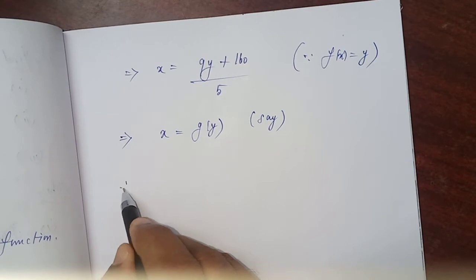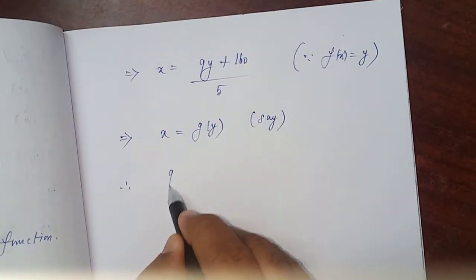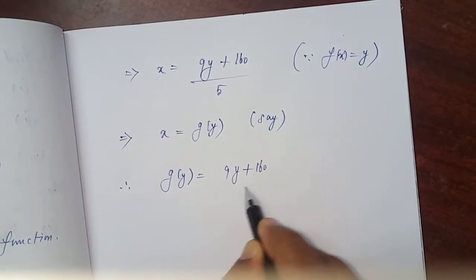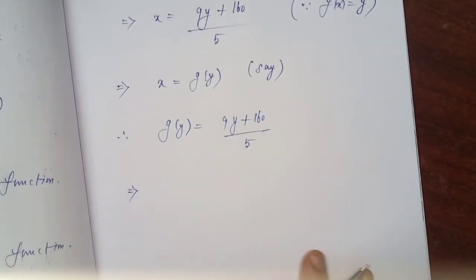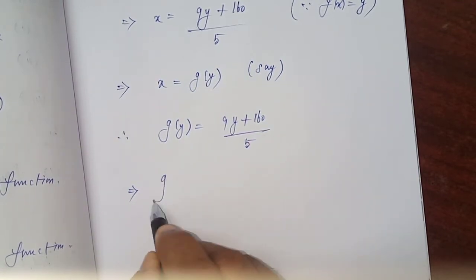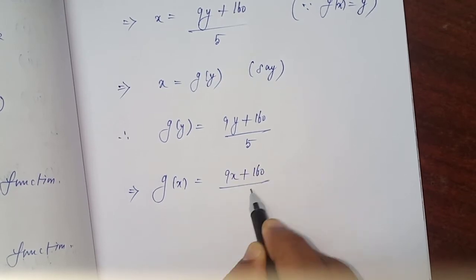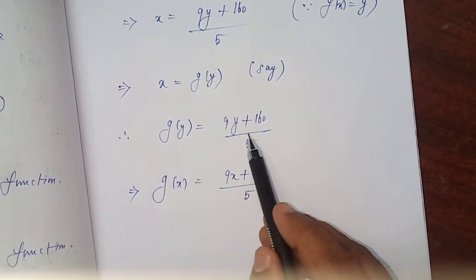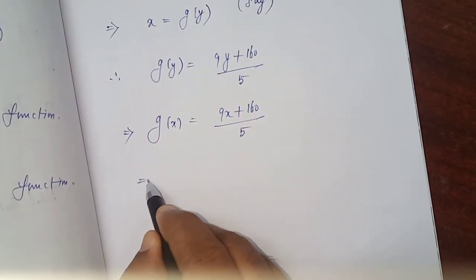So what is on the right hand side? Both left hand sides are equal, so the right hand sides are equal. The right hand side is g of y, which is 9y plus 160 divided by 5. You can even write this function in terms of x. Here y, there also y. You can write g of x equals 9x plus 160 divided by 5. I just replaced y by x. If you replace y by x on the left hand side, on the right hand side I also have to replace y by x. This is the inverse function.